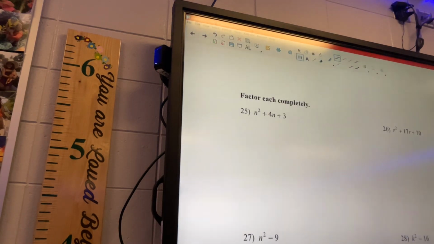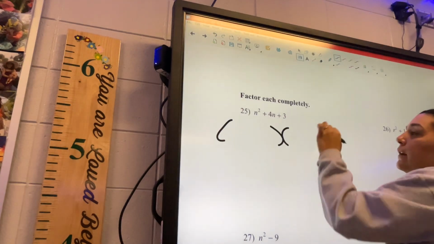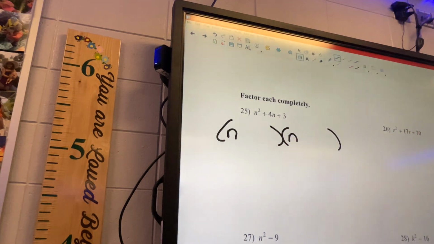We got 4 left. Okay, 25. These are all a equals 1. They're the simpler ones. Okay, the first 4 are the simpler ones. So we're going to draw 2 parentheses, and we're going to say n and n.